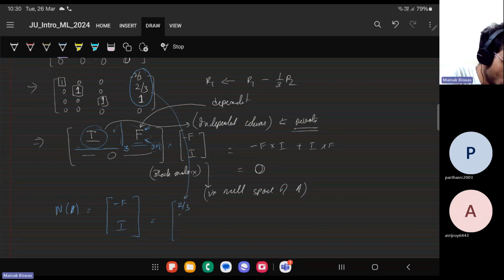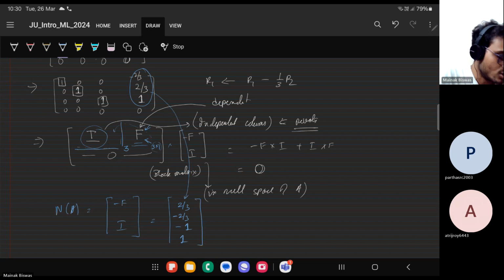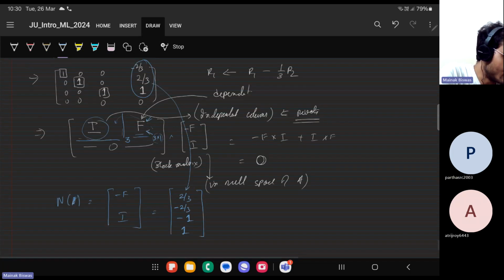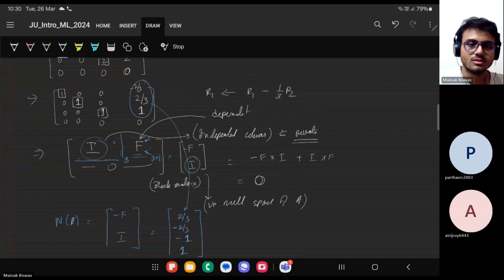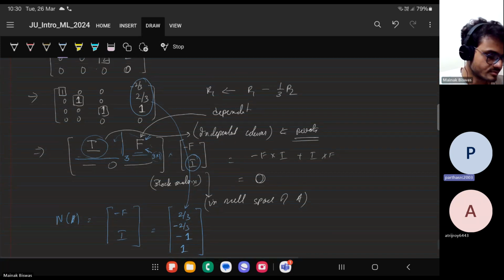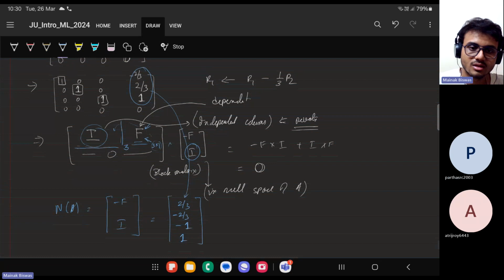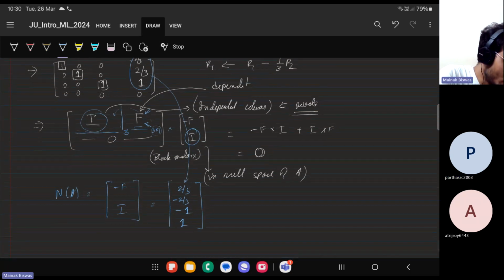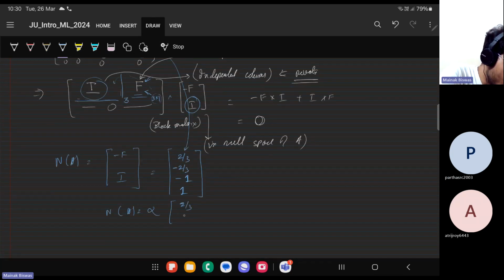Minus 2 by 3, minus 1, and 1. The 1 is because I wrote the identity matrix of dimension 1 for the null space. So your null space of A will be alpha into minus 2 by 3, minus 1, 1, right? One thing I'm not understanding.